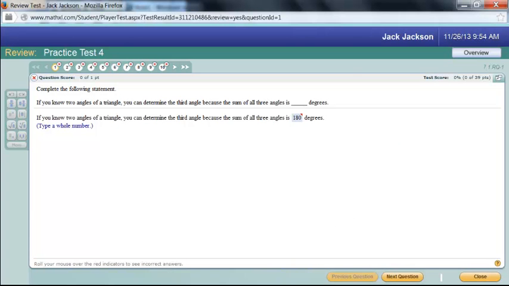Complete the following statement. If you know two angles of a triangle, you can determine the third angle because the sum of all three angles is 180 degrees, or of course pi radians. That's the angle sum theorem.